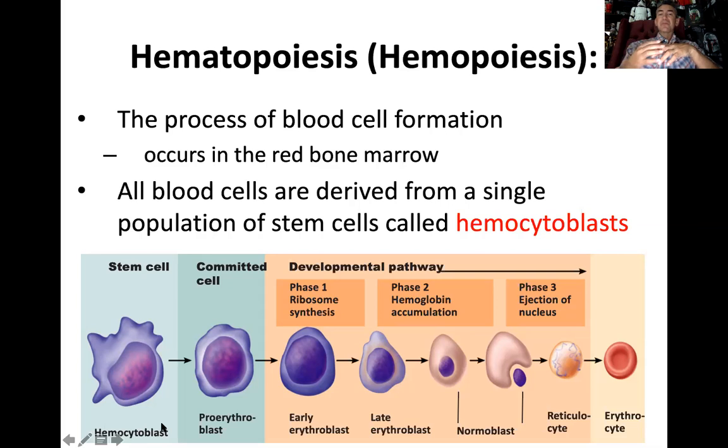If you remember the difference between blasts and clasts, clasts are destructive, blasts are the precursors, the formers. Right? So this cell, the precursor to all the formed elements, all the formed blood cells. So at this point, it has committed itself to becoming an erythrocyte. So it becomes the hemocytoblast, gets the right signal to become a pro-erythroblast. We go to the early erythroblast, late erythroblast, normal blast.